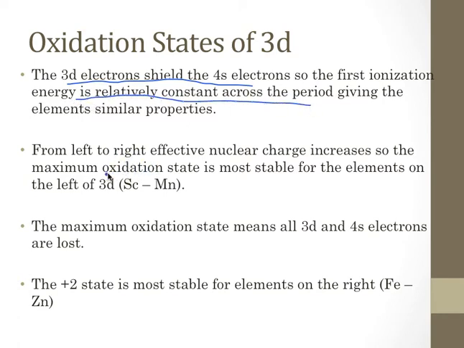From left to right, meaning from scandium to manganese, the effective nuclear charge is increasing so that the maximum oxidation state is the most stable for the elements on this left side of period 3. What do I mean by maximum oxidation state? It means that all 3D and 4s electrons are lost. Okay, when we go from iron to zinc, that is on the right side of this third period, the plus 2 oxidation state is the most stable.